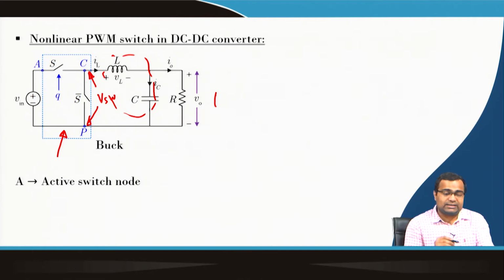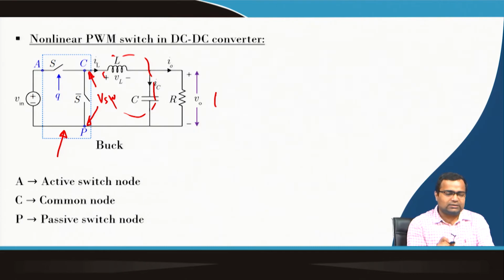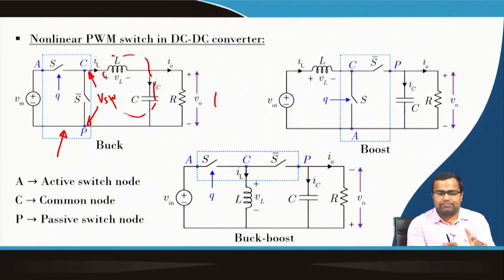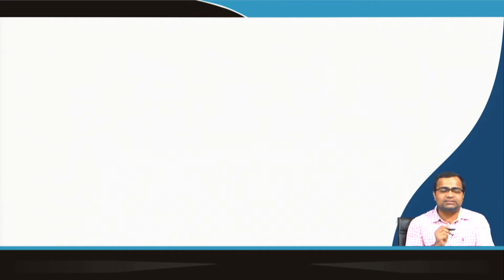So, in this model, we take one active node, the switch node, common node and the passive node. Although this 3-terminal model is important, we are not going to discuss the different terminals and their detailed explanation. We want to extract the basic modeling information out of this 3-terminal or average switch model. This model you can apply to buck, boost and buck-boost by suitably considering the active, common and passive node terminals.